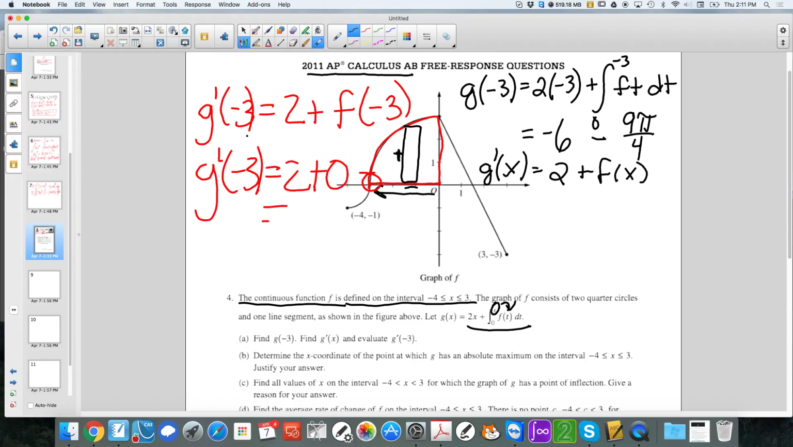Mr. Brigham, what's 2 plus 0? I don't know if Common Core changed. I think it's still 2. Yeah, it's 2. It hasn't changed.